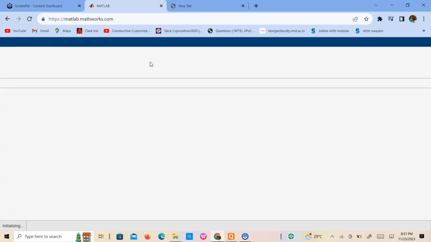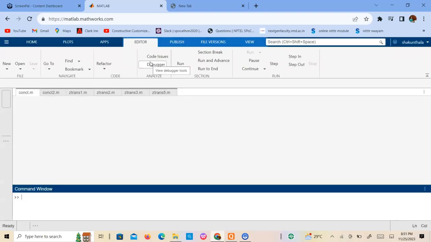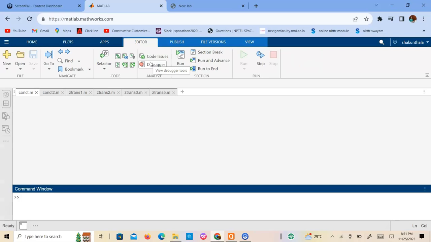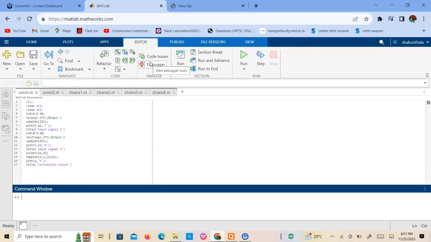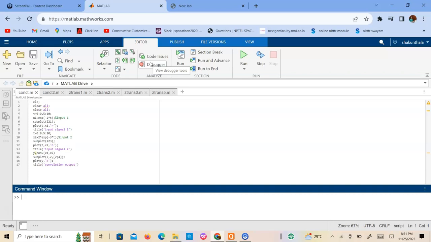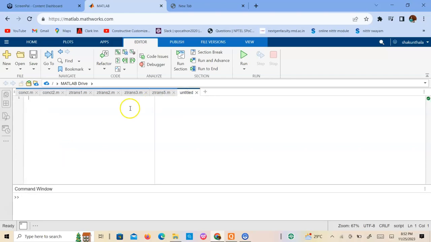So you have options like you can get the MATLAB 30 days trial version, or you can use it for 20 hours in a month. Online you can use it for 20 hours, okay. So like that you can do. So here I am going for the new document, okay.